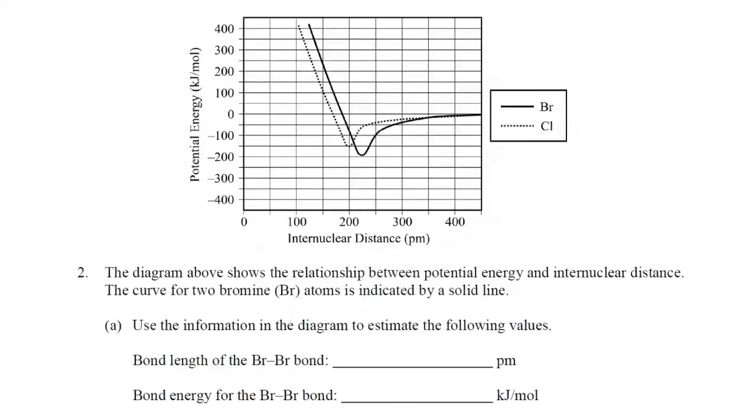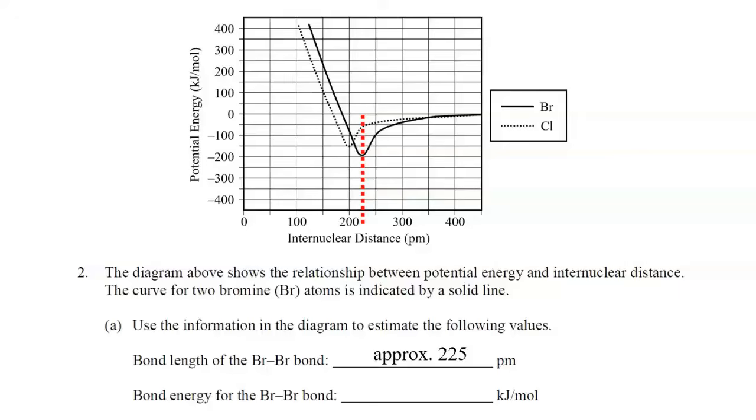So in part A, use the information in the diagram to estimate the following values. The bond length of the Br-Br bond. So when I look on the x-axis, the position of that minimum in potential energy is approximately halfway between 200 and 250 picometers. So I'm going to estimate it's around 225 picometers for the length of that bromine-bromine bond.